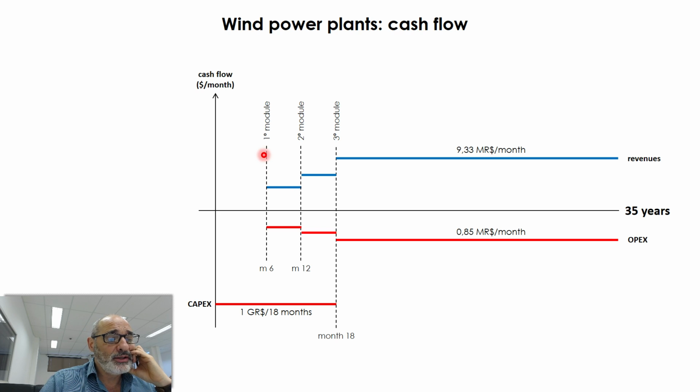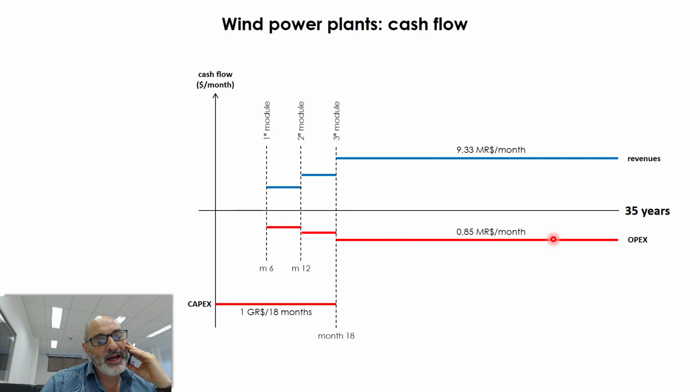Okay. So when we commission the first module of our power plant, we start having revenue, but also we have operation costs. Okay, and the same for the second module, and the same for the third module. And after the third module, we have the full income generation, 9.33 million reais every month, and with a cost of 0.85 million reais a month. Okay?